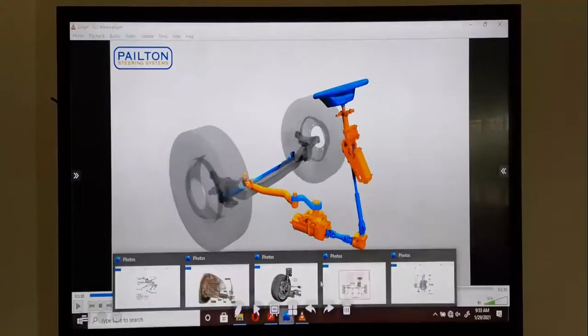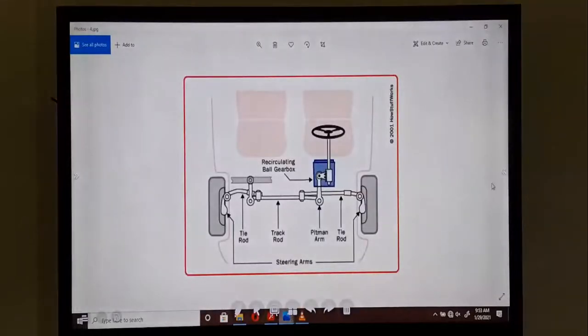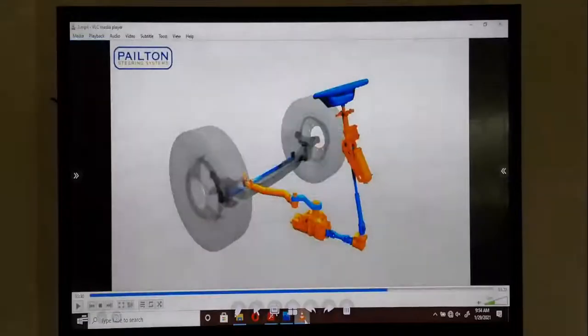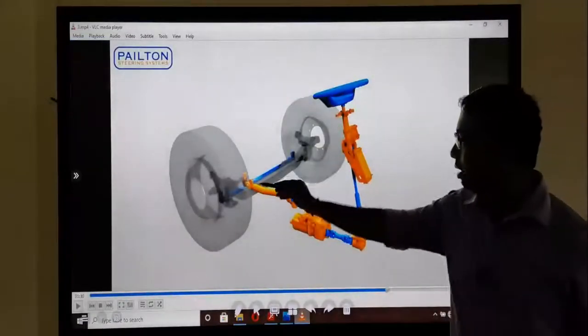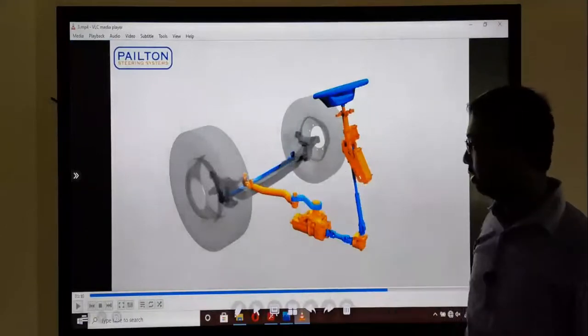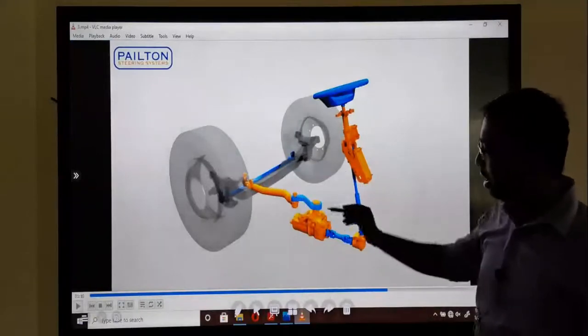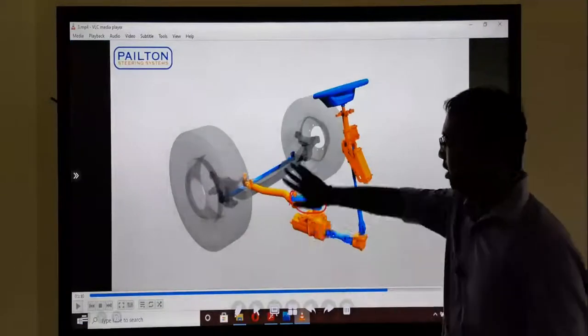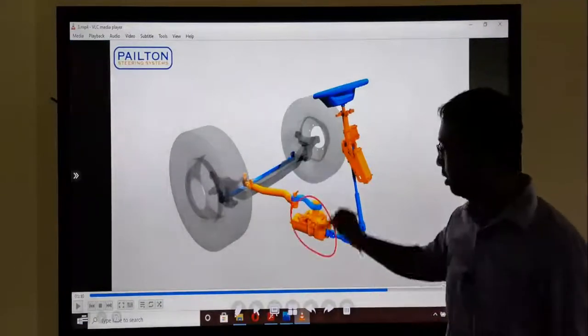So you can see the photo. This is the top view. Here there are the tie rod and the track rod. This is the recirculating ball gearbox, this is the tie rod, and this is the track rod. This is the Pitman arm. Here this blue color is the track rod. This is the tie rod. This blue one is the Pitman arm, and here is the recirculating gearbox.